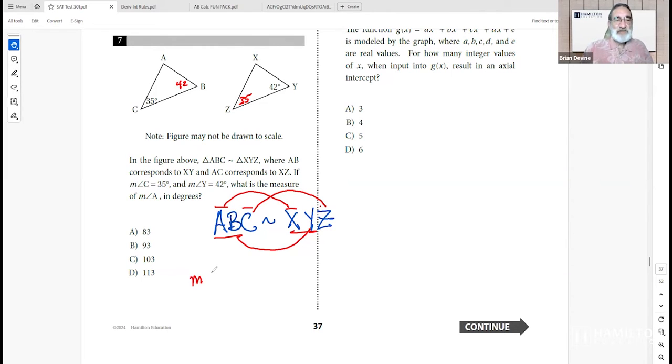Well, the measure of angle A now should be equal to 180 degrees in the whole triangle, 180 minus the sum of 35 and 42. So if I take 77 away from 180, I got 103. So C is the correct answer.